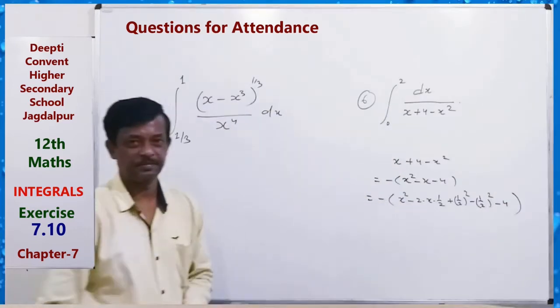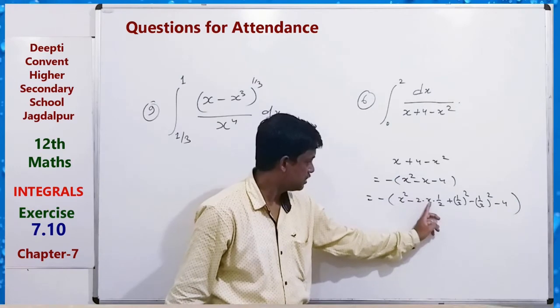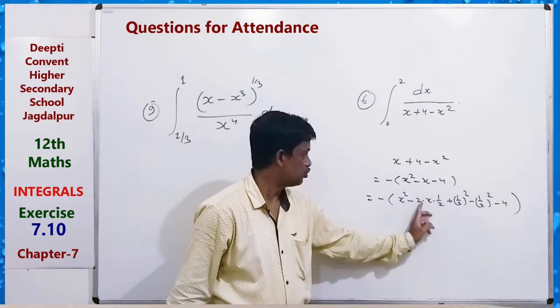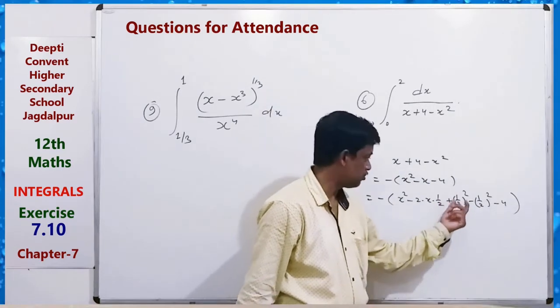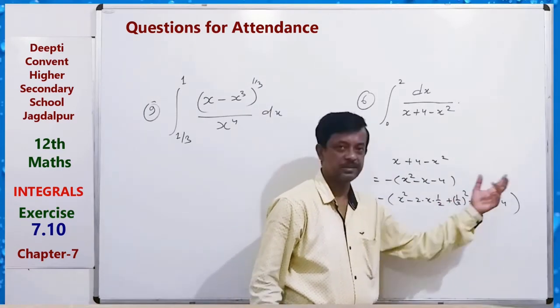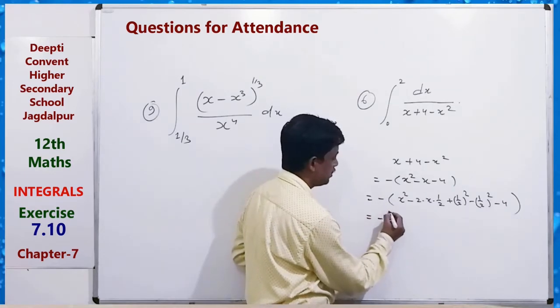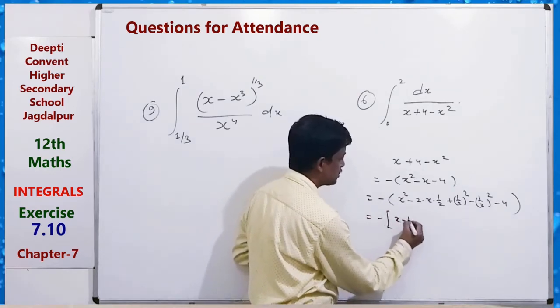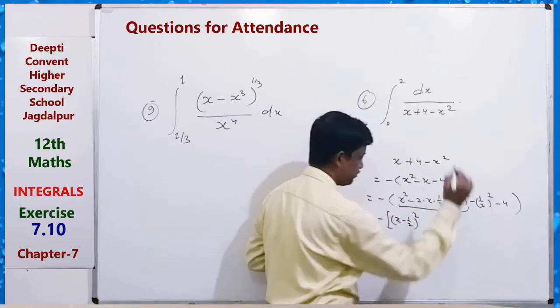We can set it as x square minus 2 into x into 1 by 2. The 2 cancels, and minus is minus x, so 1 by 2 square is required. So 1 by 2 square plus and 1 by 2 square minus 4. So this is equal to what? x minus half whole square.